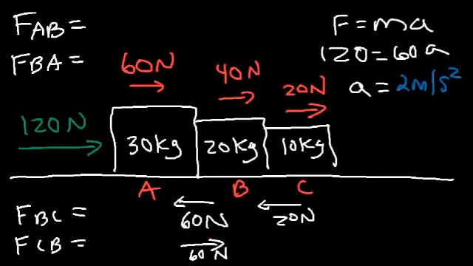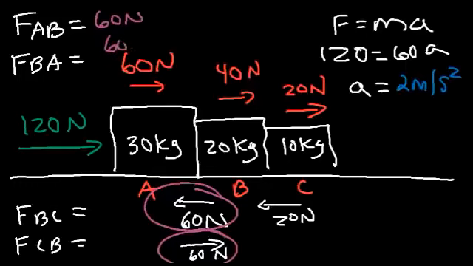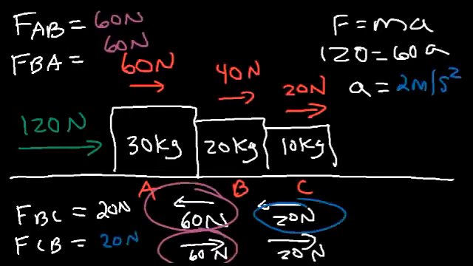So the force that A exerts on B is this force, which is 60, and the force that B exerts on A is 60 as well. B slows down A, and A accelerates B. Now the force that B exerts on C is equal to this force. They're equal but opposite in direction. So B accelerates C with a force of 20 newtons. It pushes C 20 newtons forward. And then C pushes back on B with a force of 20 newtons. And so that's how you can figure it out.